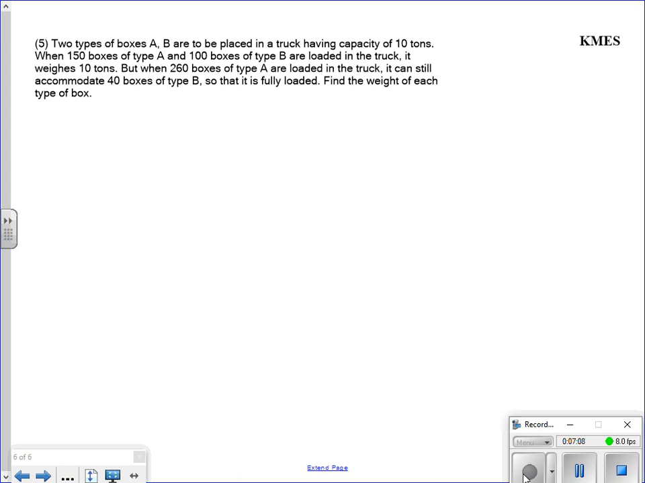So keeping that in mind, let us go to the question again. We have two different boxes over here, box A and box B, and we have to find the weight of each type of box. That is, we have to find the weight of box A and the weight of box B. So let us consider that the weight of box A here is x kg.